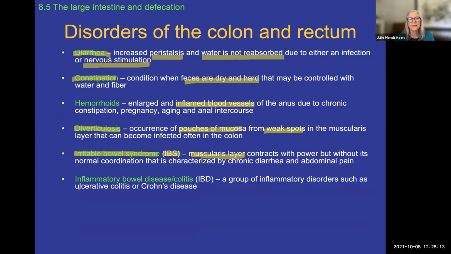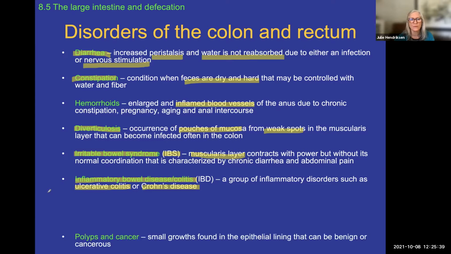When we consider inflammatory bowel disease or colitis, this is a chronic situation, IBD or colitis. So Crohn's disease would fit into that, which is an autoimmune disease. And ulcerative colitis just means that the weakness is so great that you end up having breakthroughs or ulcers in the colon.